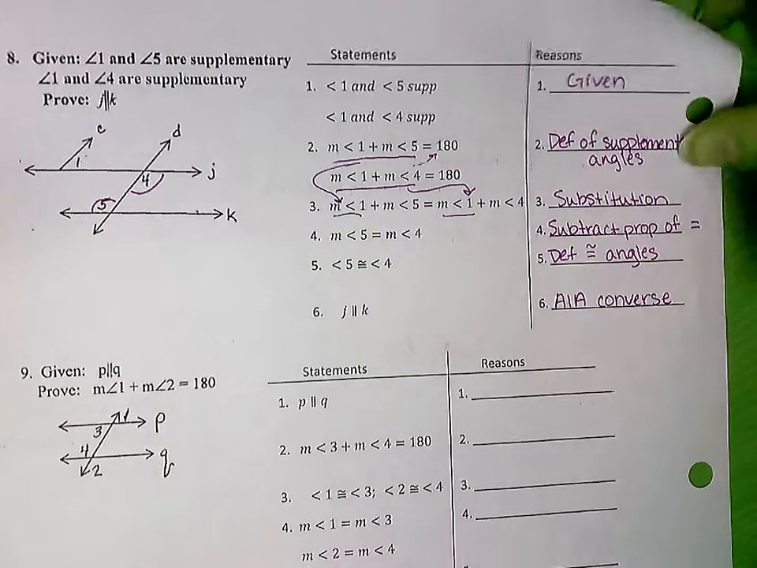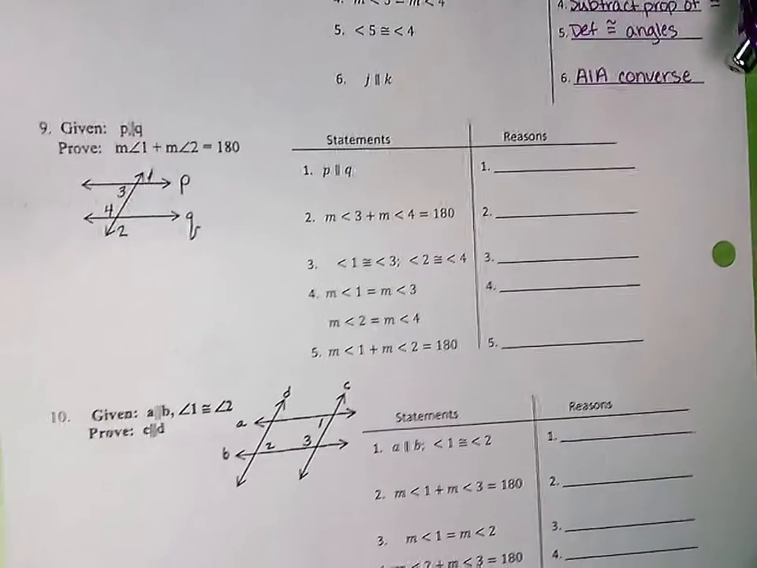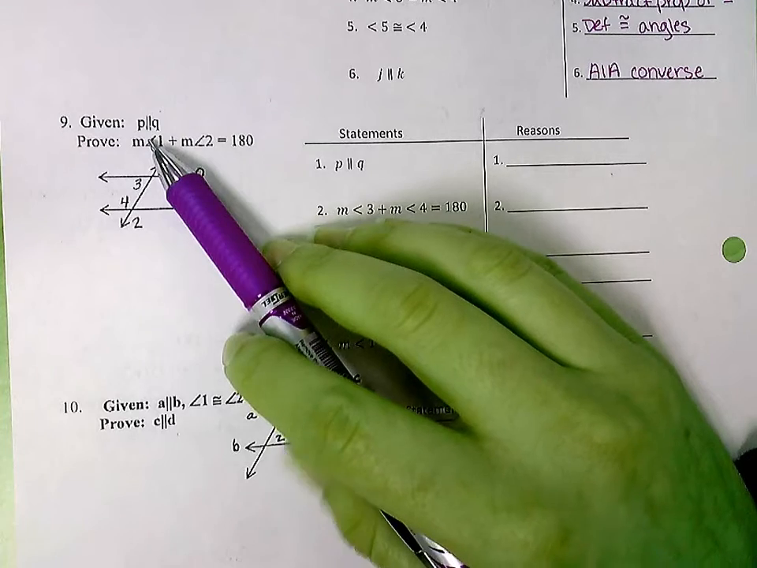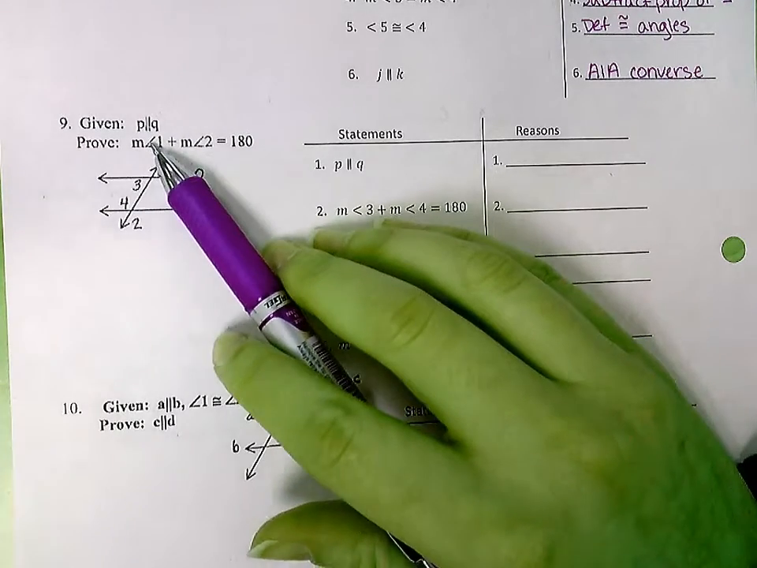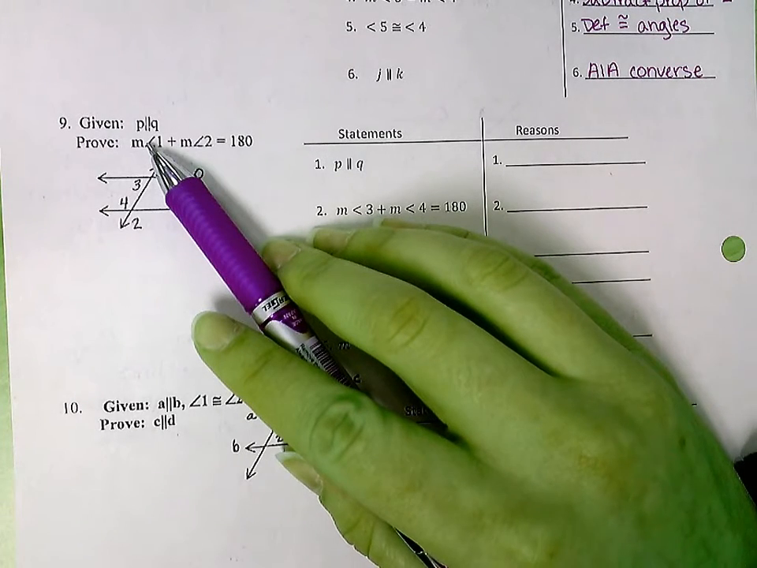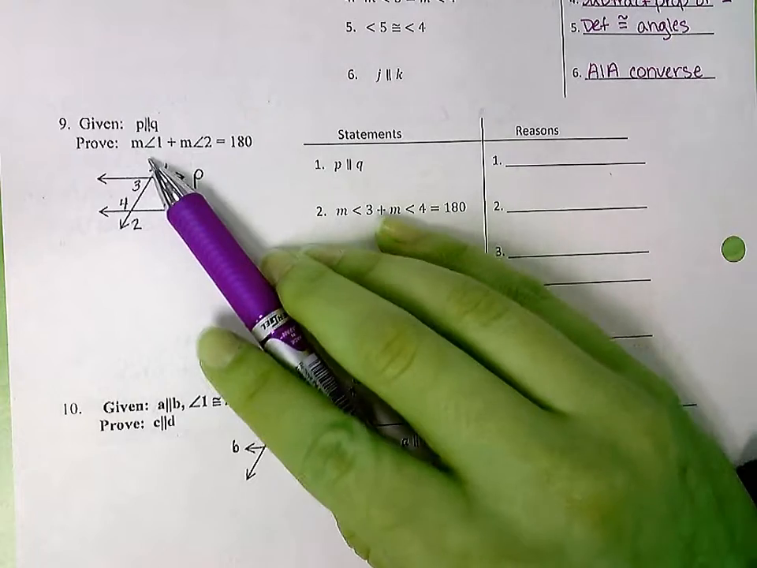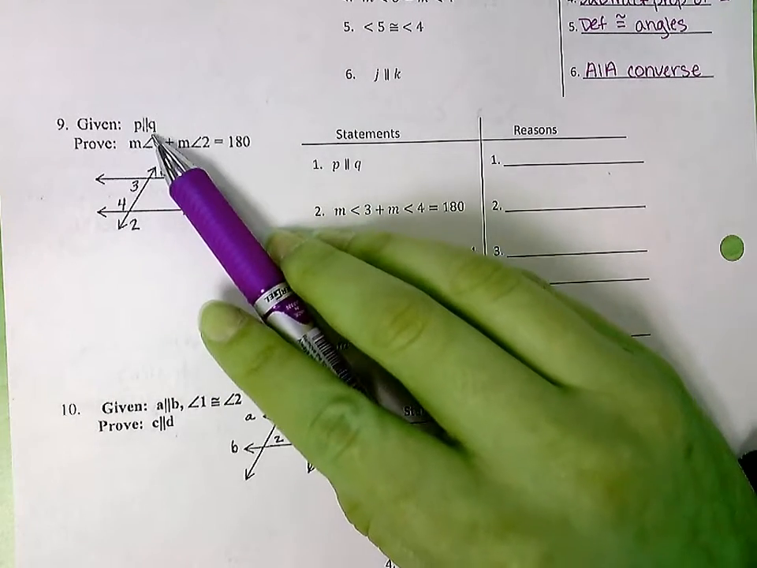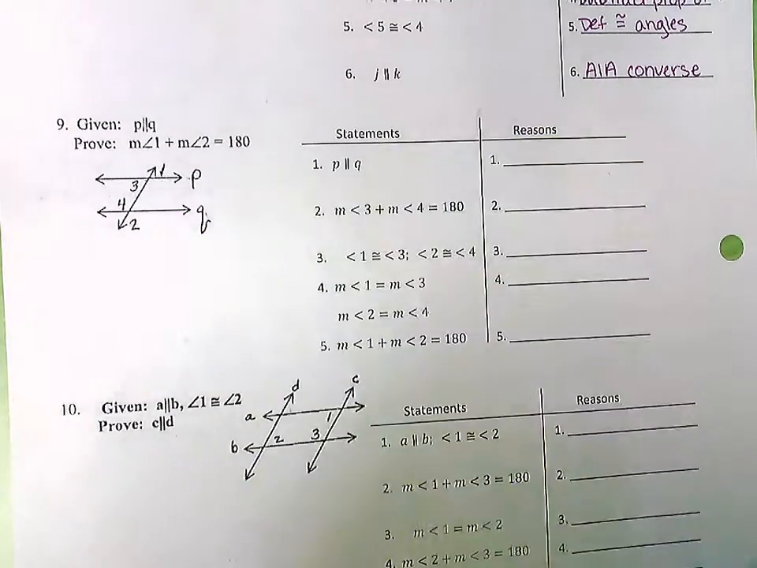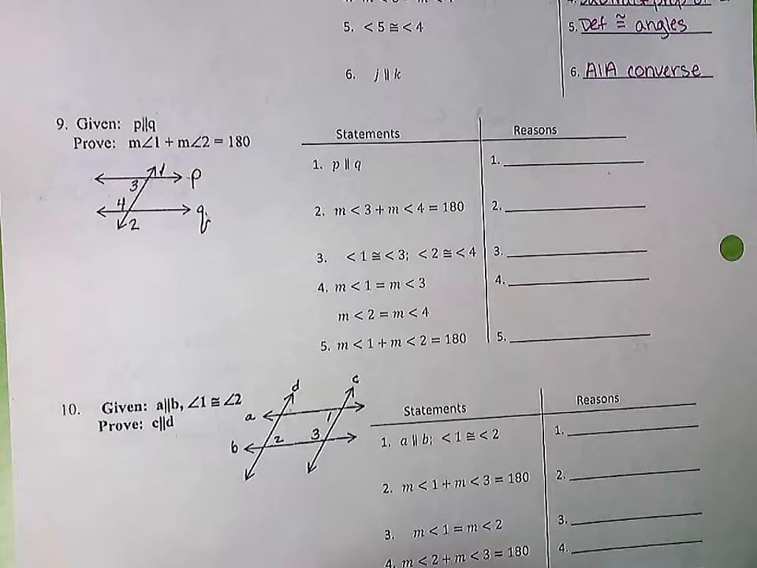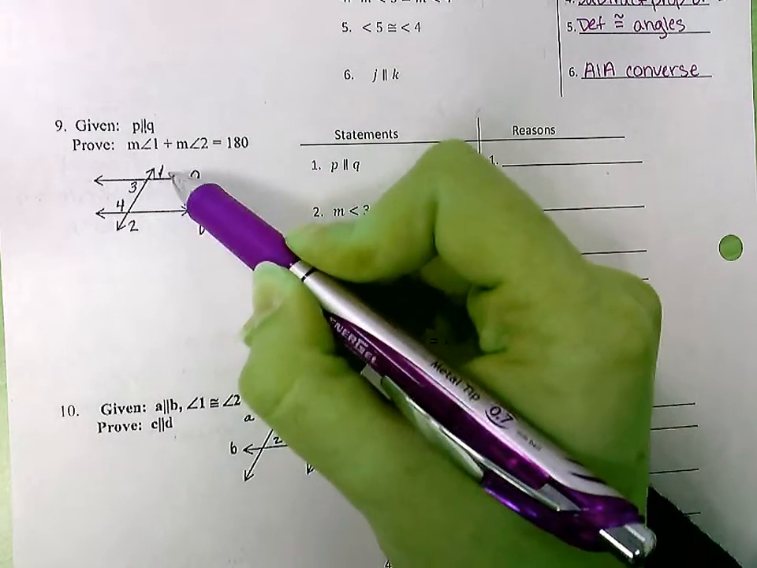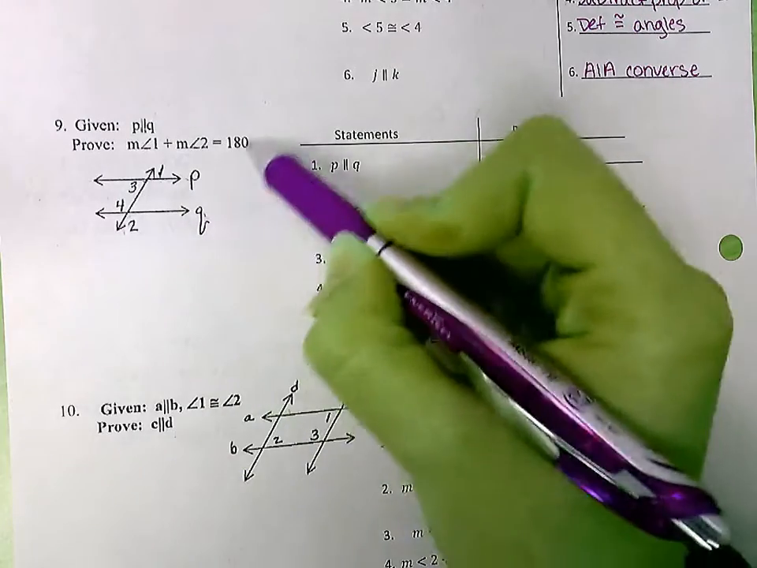All right, next one is a little bit different. This time you're given parallel lines. You're not proving parallel lines, so you're not going to use a converse. You only use those converses when you're proving lines parallel. This time you're given lines are parallel. So we have P parallel to Q, and we want to prove that the measure of angle 1 plus the measure of angle 2 is equal to 180.